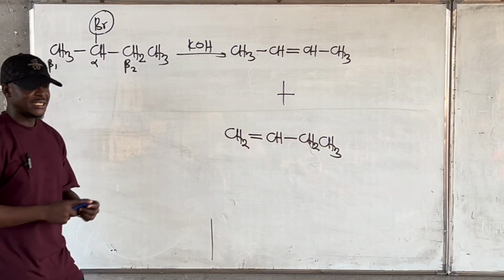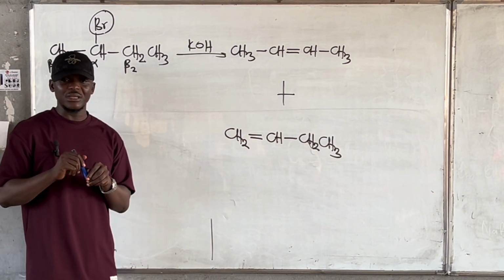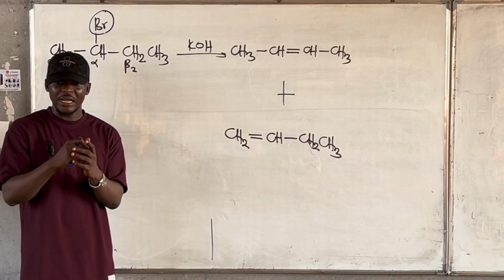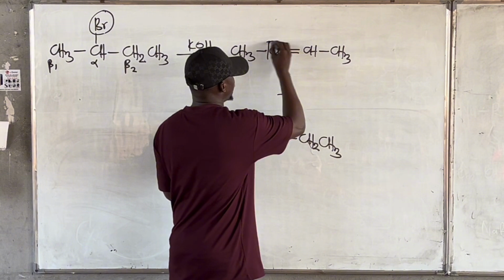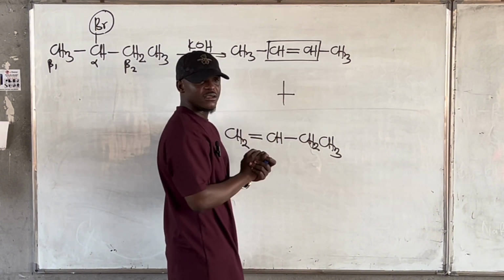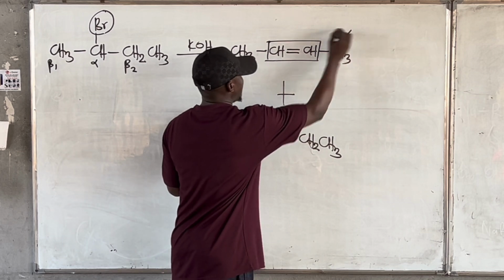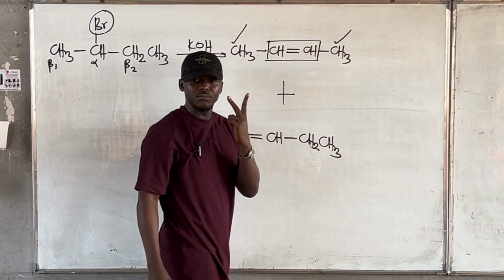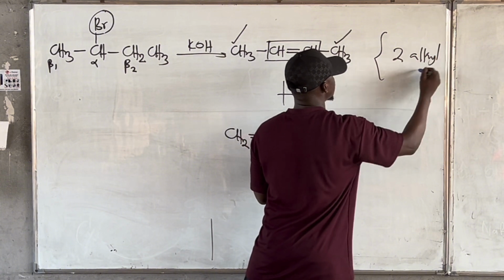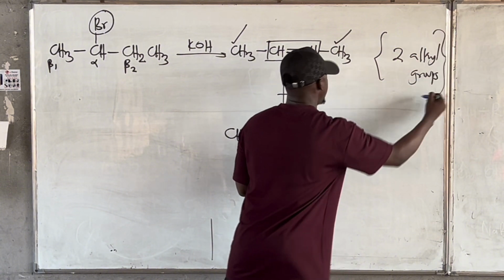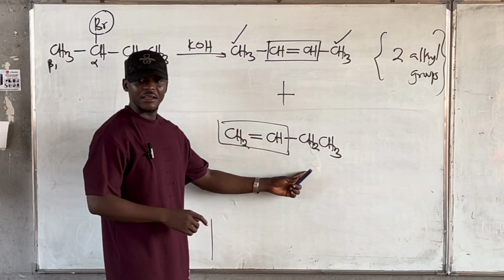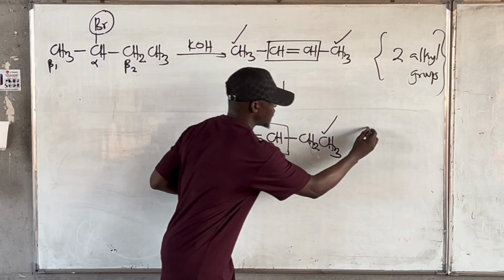Now, according to Saytzeff, the major product will be the one that has the greater number of alkyl groups attached to the double bonded carbons, right? Now, the two carbons of the double bond are these. How many alkyl groups can you see attached to this one? One, one. One here, one here. That's a total of how many alkyl groups? Two. This one has two alkyl groups. Now look at this one. How many alkyl groups can you see here? One, which is just this one.